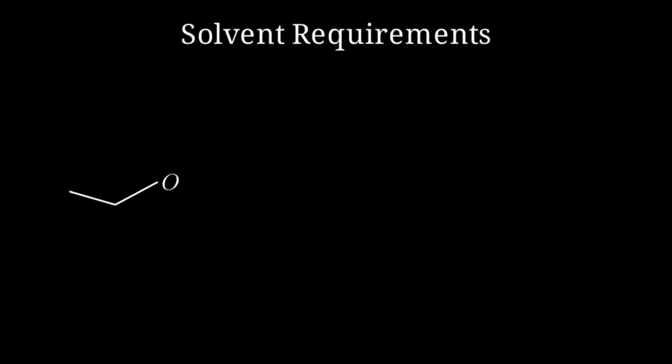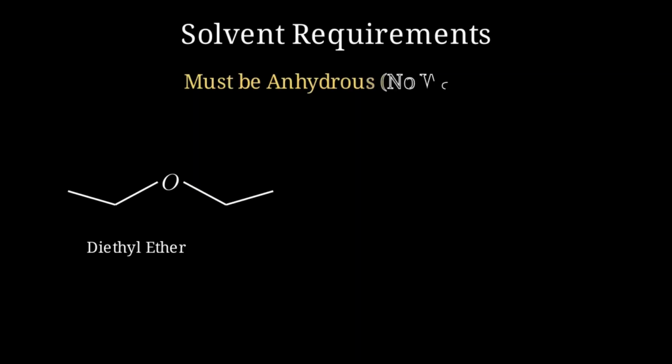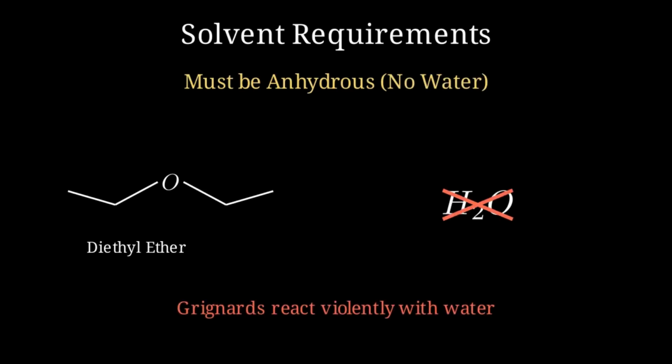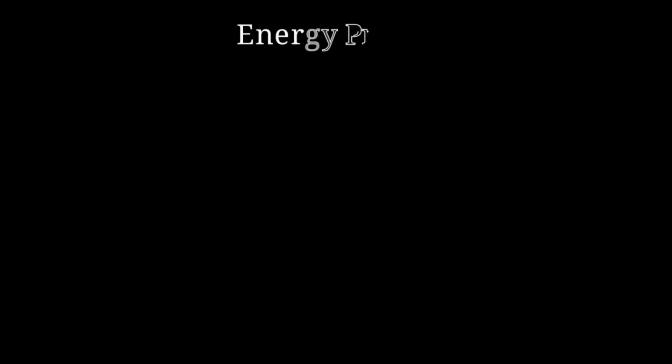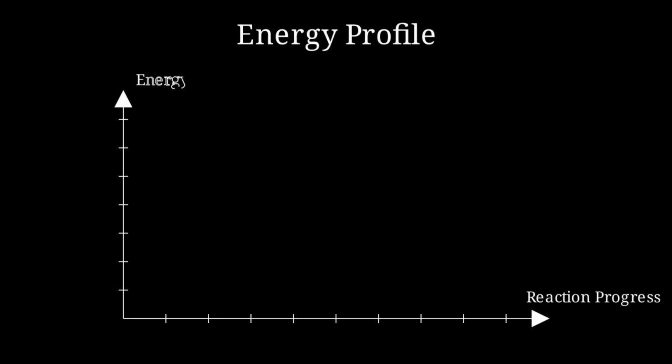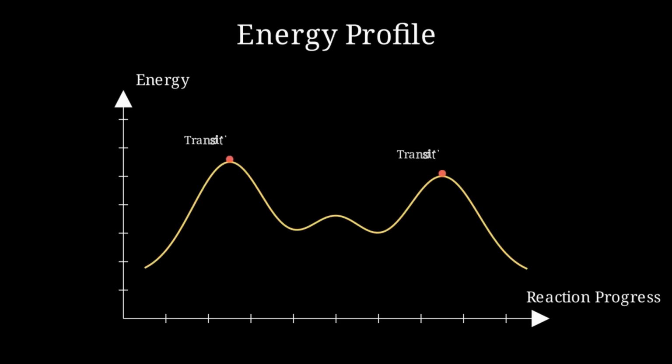It is critical that these reactions are performed in anhydrous conditions. Grignard reagents are such strong bases that they will react instantly with water or alcohols to form alkanes, destroying the reagent. Looking at the energy profile, the nucleophilic attack is the highest energy barrier. The formation of the stable C-C bond makes this an overall exothermic process, releasing energy as the alcohol product is formed.